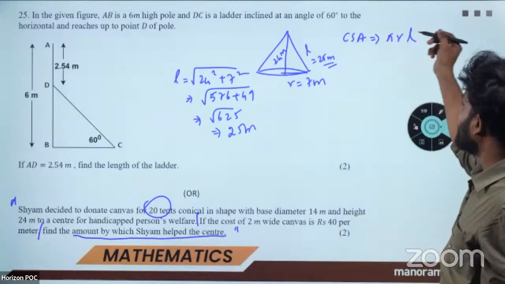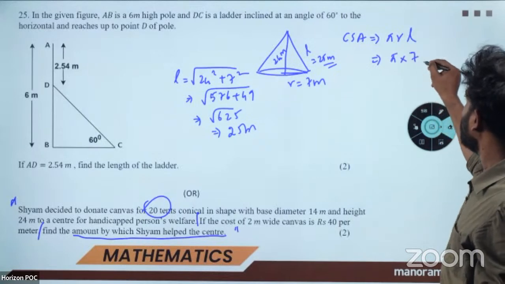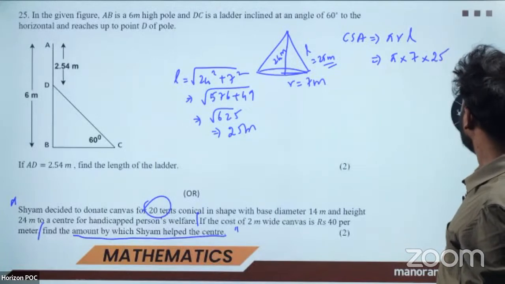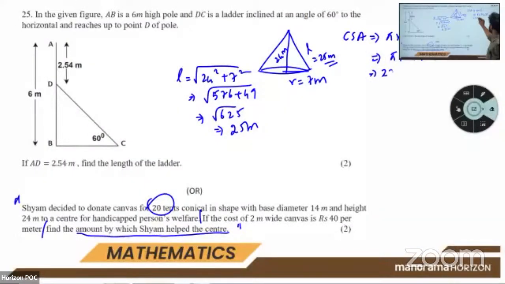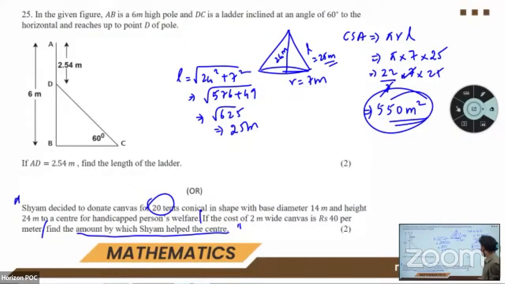So what will be the CSA of one conical tent? It will be pi into the radius 7 into the slant height 25. Pi is 22 by 7, so 22 by 7 into 7 into 25. These two get cancelled. 25 into 22 is 550. So the area of one conical tent will be 550 meters square.